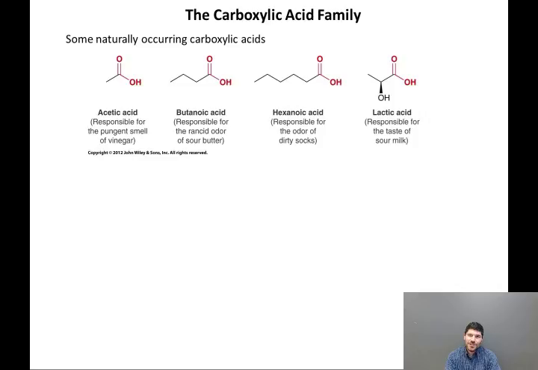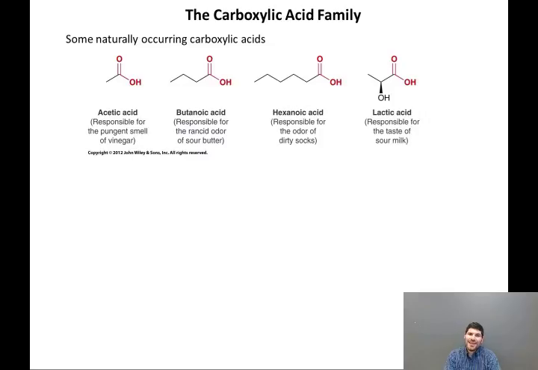So acetic acid, you should be well familiar with. This is the main constituent in vinegar, which gives vinegar its characteristic odor. But as carboxylic acids get bigger, they actually get smellier. So butanoic acid, also known as butyric acid, is responsible for the odor of rancid butter. Hexanoic acid, also known as caproic acid, is responsible for the odor of dirty socks. This acid was actually first isolated from goat sweat, to give you some idea of how nasty that must smell.